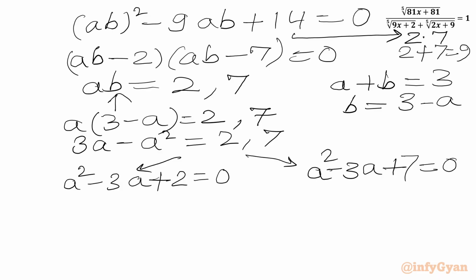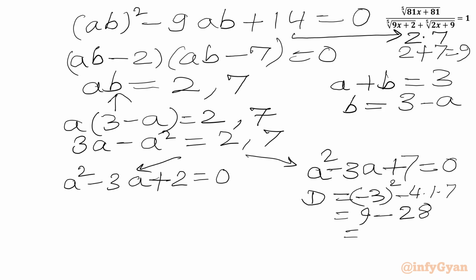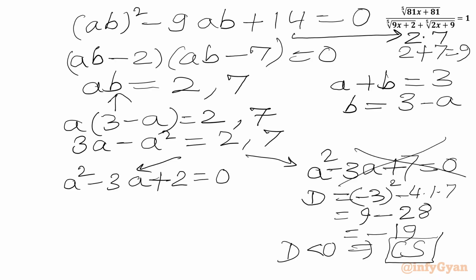Now I will check the discriminant for the second quadratic equation. So I will write D equal to B square minus 4AC. So minus 3 square minus 4 times 1 times 7. Minus 3 square is 9. Minus 4 times 7 is 28. The value is coming out negative 19. The discriminant is negative, so we are going to get complex solutions. So this quadratic equation we are going to reject. So we have to solve A square minus 3A plus 2 equal to 0 for our real solutions.